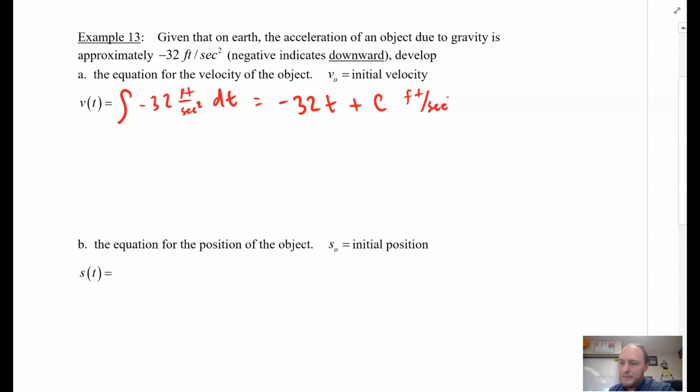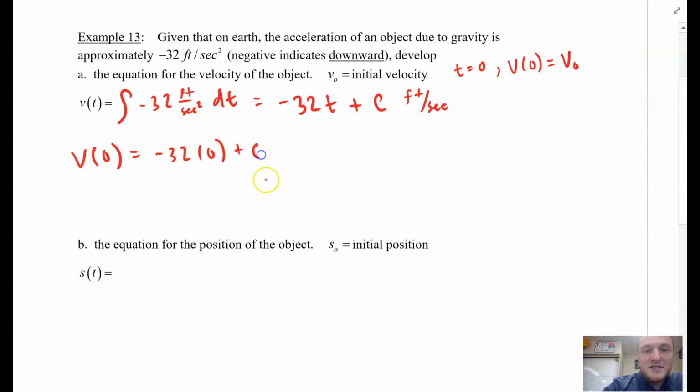Okay, and this is going to be feet per second. Well, v sub o is your initial velocity, right? So that means at time t equals 0, v sub 0 is equal to v sub o. So v sub 0 is equal to -32 times 0. So that's going to go away, plus c. And I know that this is equal to v sub o. So 0 plus c is equal to v sub 0, which just tells us that our constant is v sub o.